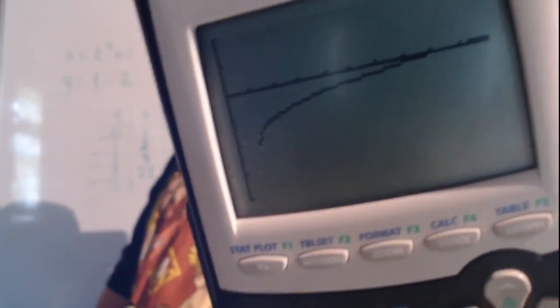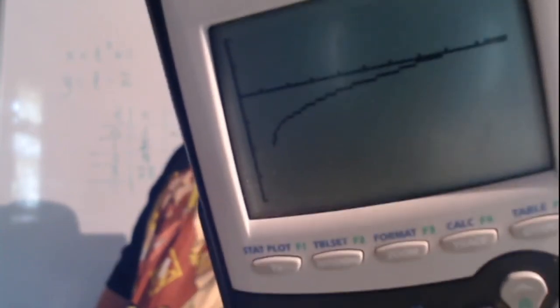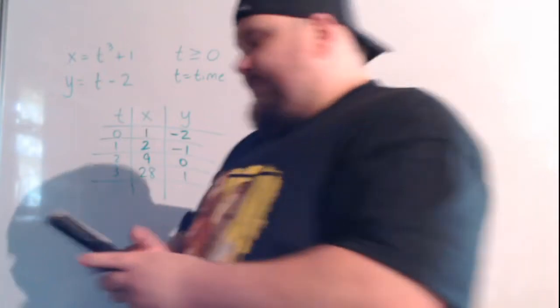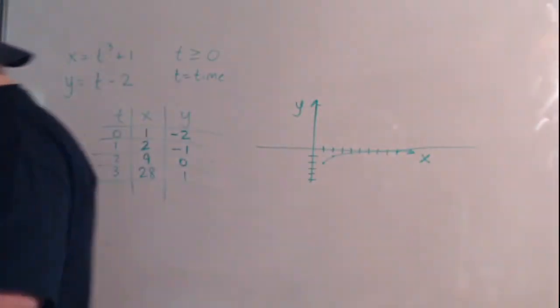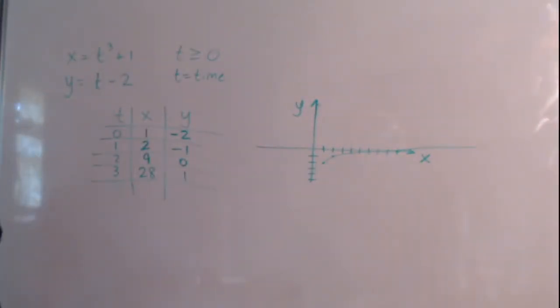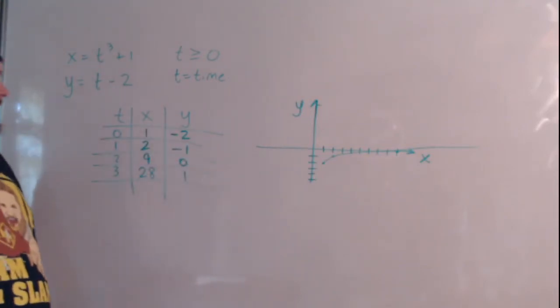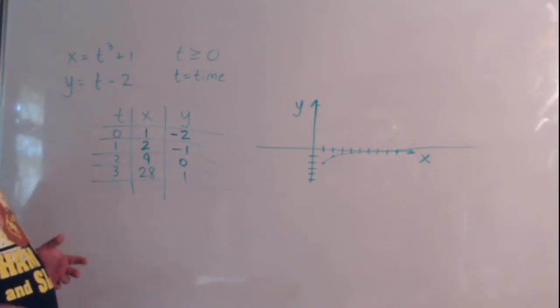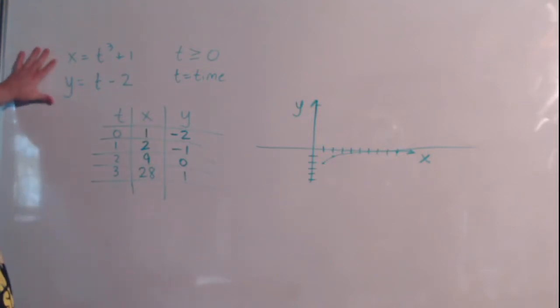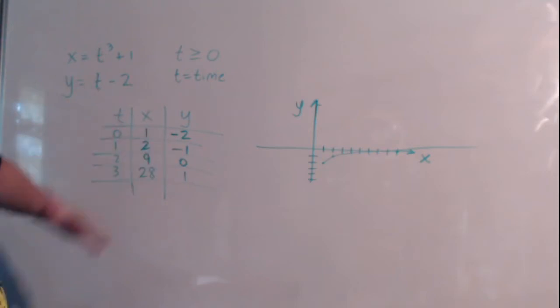Again, you see that it stops because there's nothing allowed beyond 0. We can have 0, just not negatives. So we can do that by hand, we can do it with the calculator. And effectively what we've done is we've taken these two paired equations and turned them into a Cartesian equation.